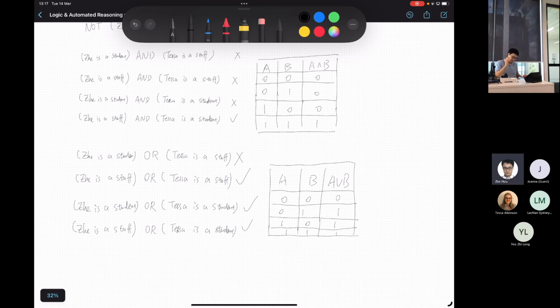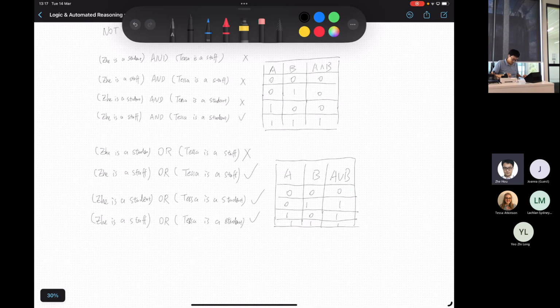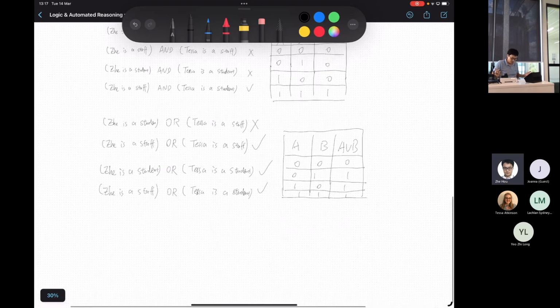So that is or. Now here comes, I think, the tricky part. The tricky part is implication. We don't actually use implication that much when we do programming. In your programming language, you do and, you do or, you do not. Those three are the basic logic operators you use in everyday programming. You don't use implication as much. So let's have a look at the four cases.